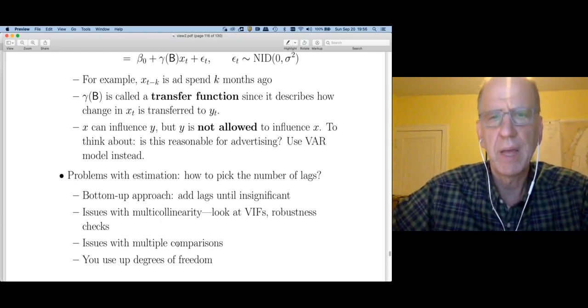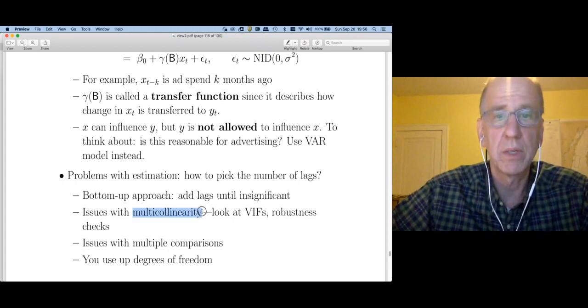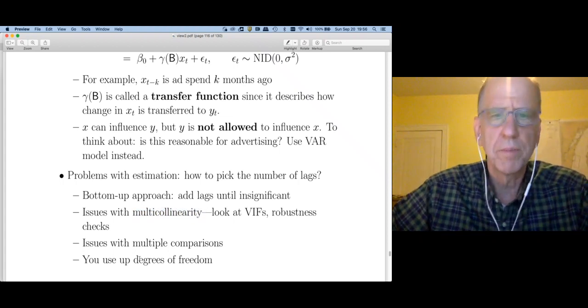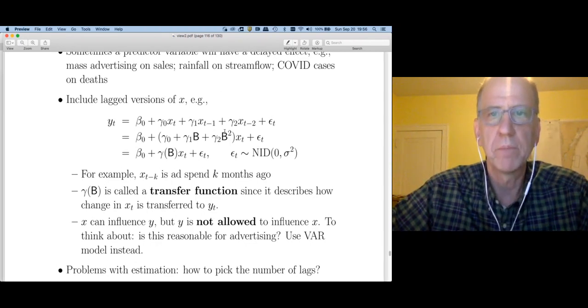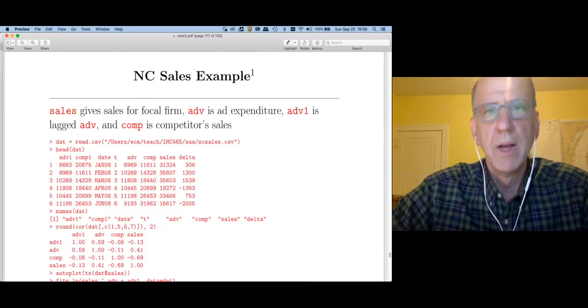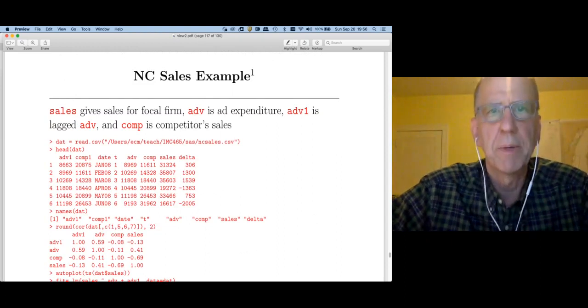So that's another issue. I think a bigger one is the multicollinearity issue. We're also burning up a lot of degrees of freedom if we include many distributed lags. So I'd now like to take us through an example.